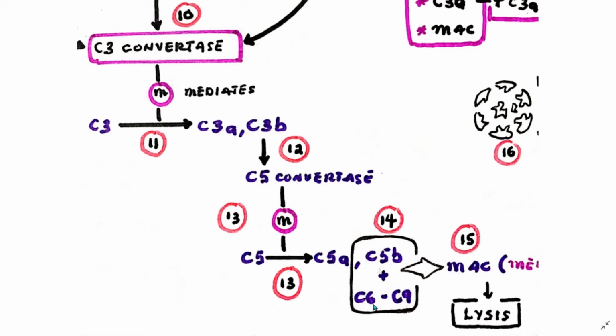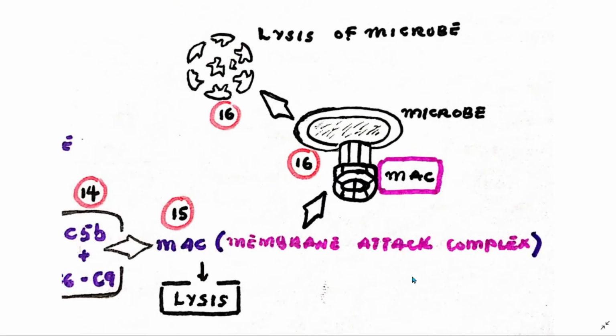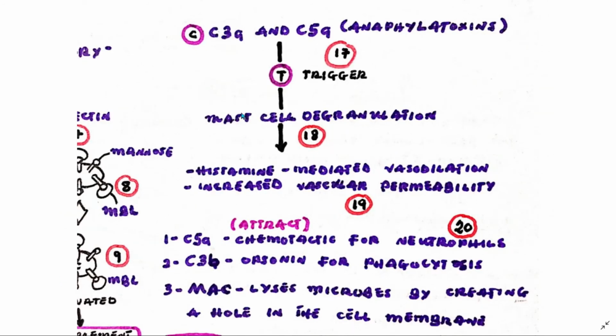Now C5b then combines with C6 to C9 in order to form the membrane attack complex, or the MAC, which causes lysis of microorganisms by creating a hole in its membrane. Now, C3a and C5a are anaphylatoxins. Therefore, they trigger the degranulation of mast cells, which results in histamine-mediated vasodilation of the arterioles and increased vascular permeability at the postcapillary venules.